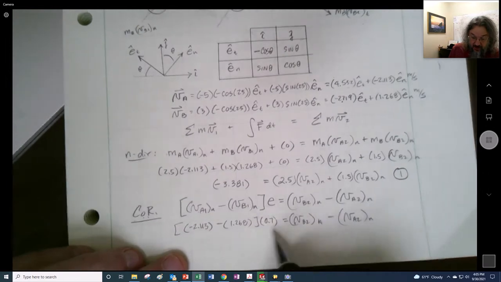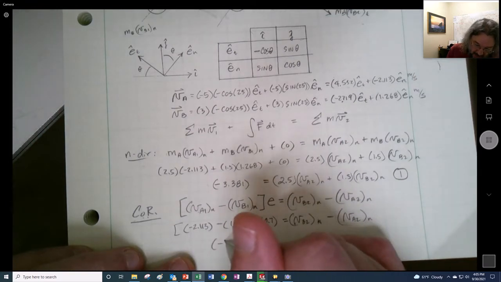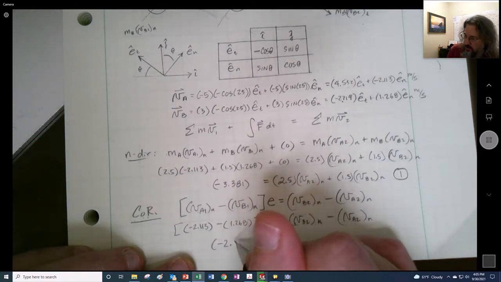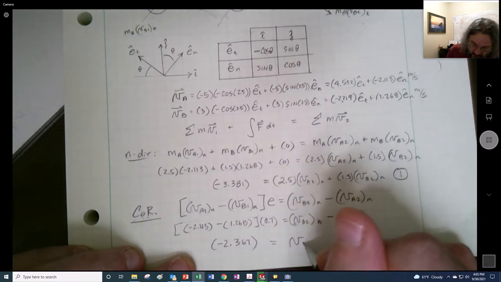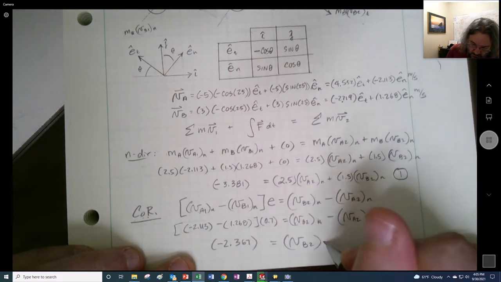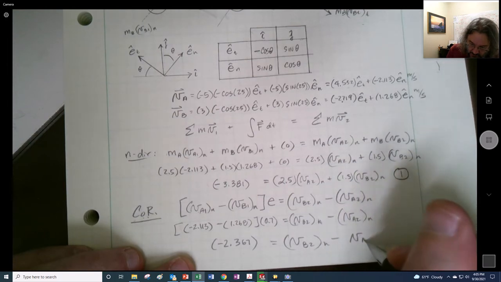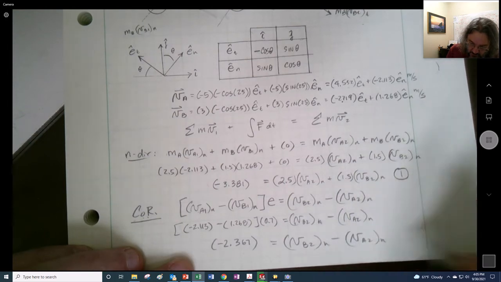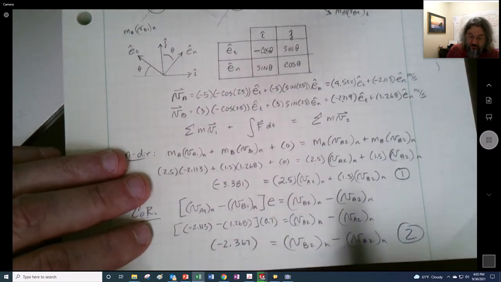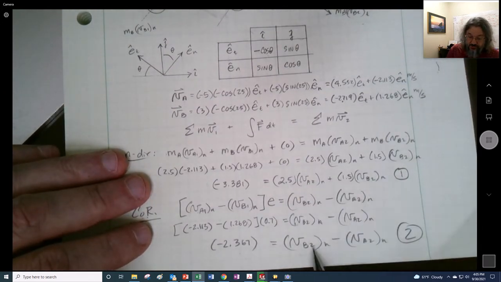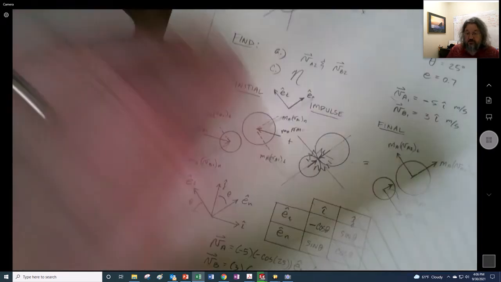And we can get a value right here, and I have a value of negative 2.367 is going to equal this. And that's going to be equation 2. We have two equations and two unknowns. These are the unknowns, and here are the equations, right? So we'll go to another page.